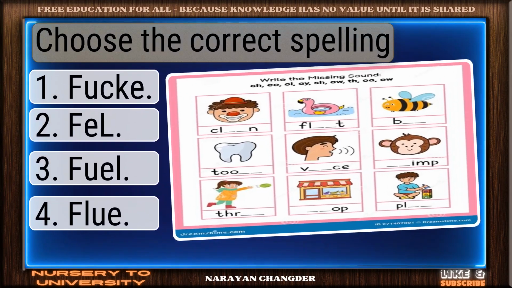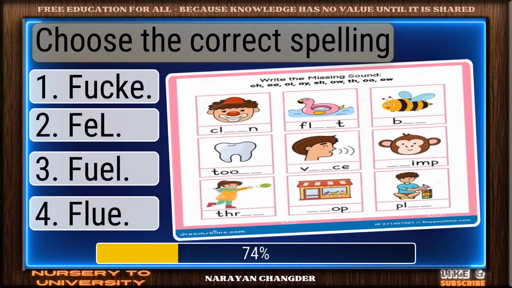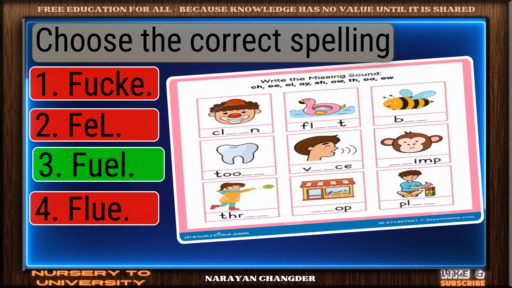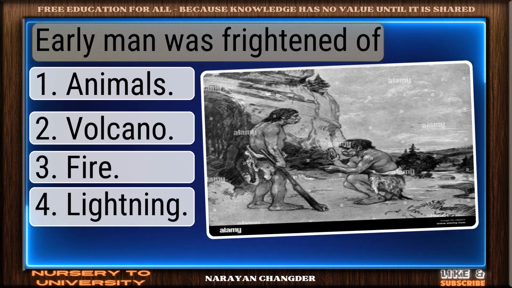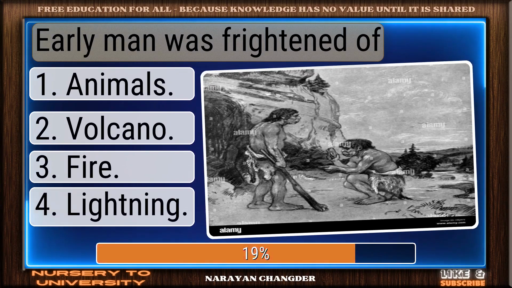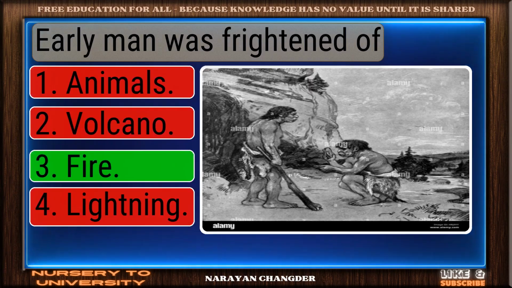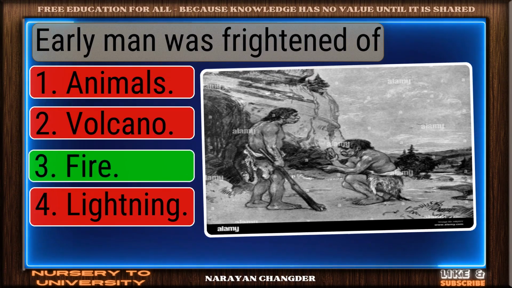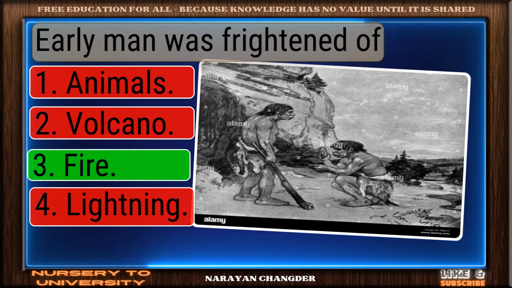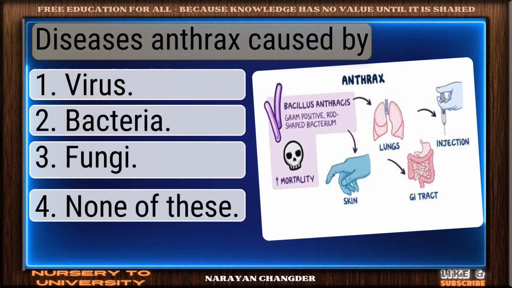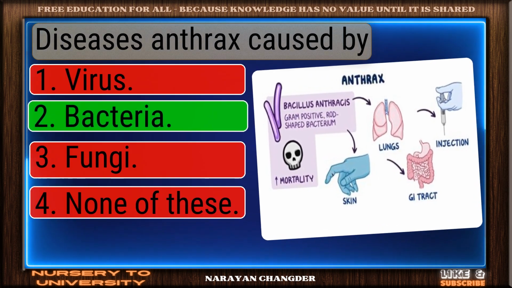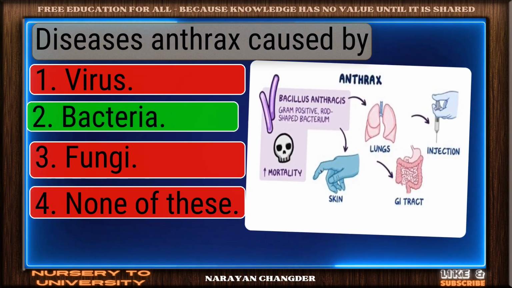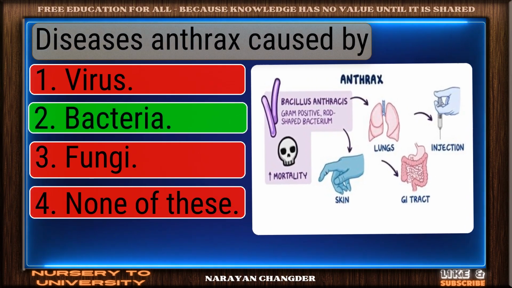Choose the correct spelling. Nice work. You chose fuel and it is correct. Early man was frightened of. Smart pick. Fire is the correct choice. Disease is anthrax caused by. Excellent choice. Bacteria is the right answer.